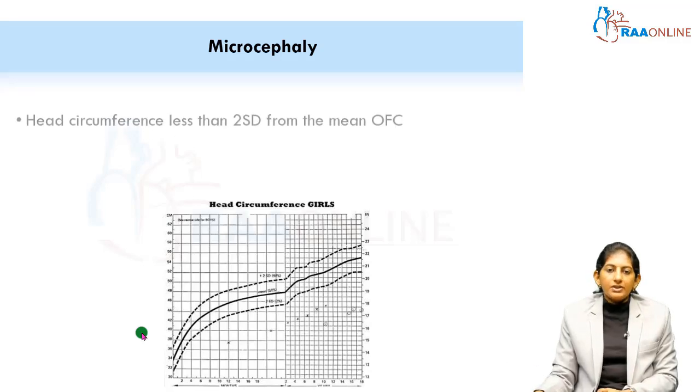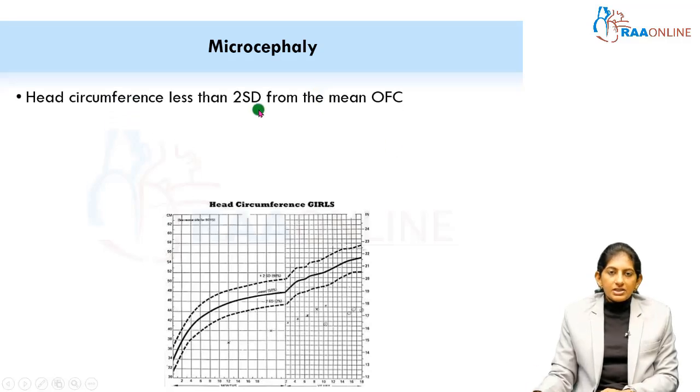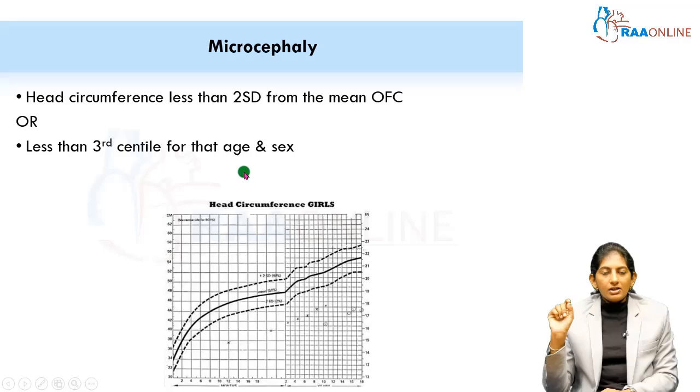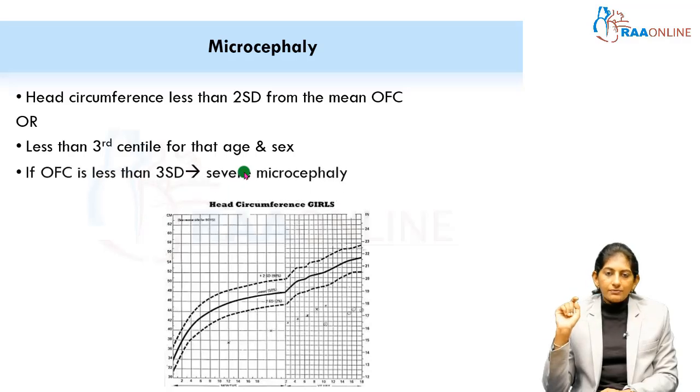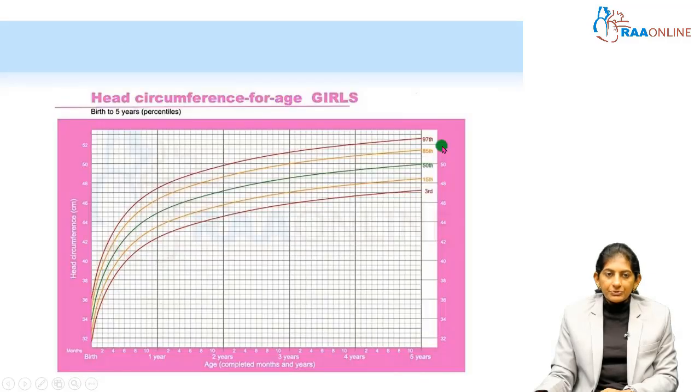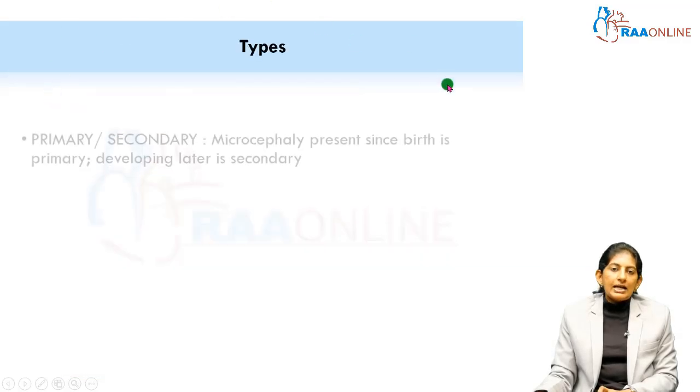So what is microcephaly? Any head circumference which is less than 2 standard deviations or less than the 3rd centile, when you plot it, is called microcephaly. If it is less than 3 standard deviations, then it is termed severe microcephaly. All of you have seen these charts and used them. So any head circumference which is less than the 3rd centile is termed microcephaly. That is for boys and this is for girls.